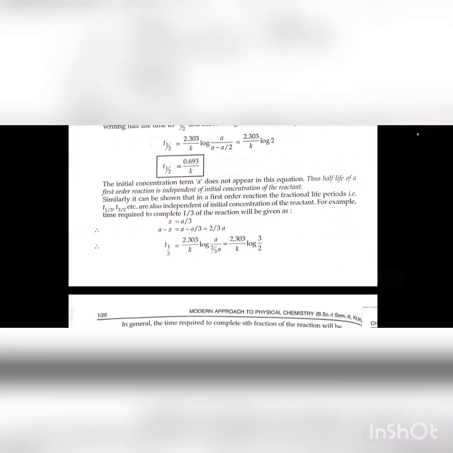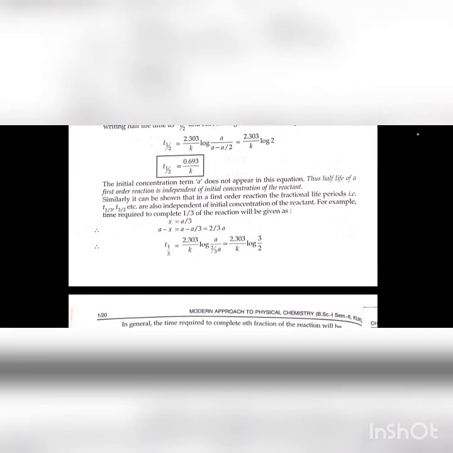T half of a reaction is the time required for the concentration of the reactant to reduce to half of its original value. The integrated rate equation is t equals 2.303 divided by k log a by a minus x. If t equals t half, half of the reactant has reacted, so x equals a by 2. Writing half-life time as t 1 by 2 and substituting the value of x in equation 12, we get t half equals 0.693 by k.